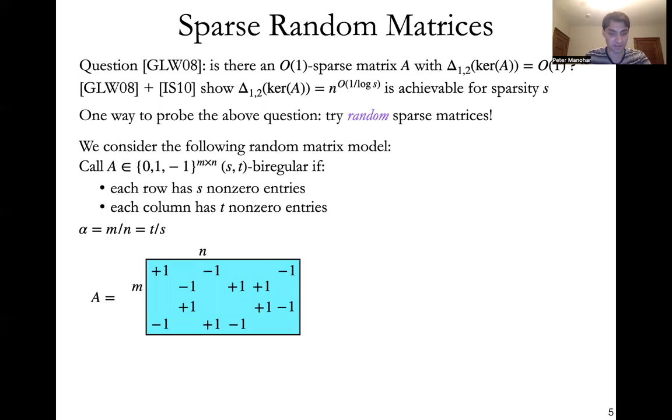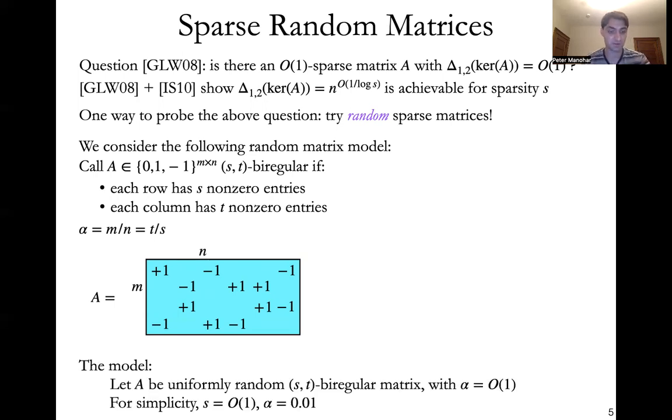And this matrix A will look something like this. Okay, as you can see here, I've made every row of A have 3 non-zero entries and every column have 2 non-zero entries. And so this is a biregular matrix. And our random matrix model will be that we'll simply sample a uniformly random S-T biregular matrix, and alpha will be some fixed constant. And for simplicity in this talk, I'll also just hard code alpha to be 1 over 100, and I'll assume that S is always at most a constant.